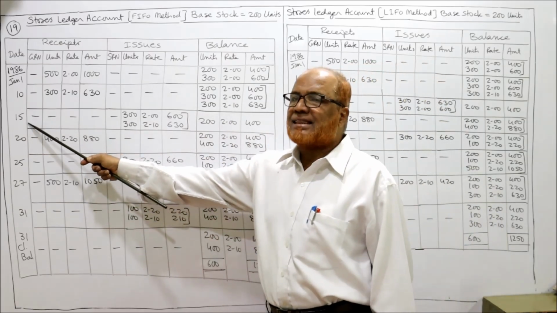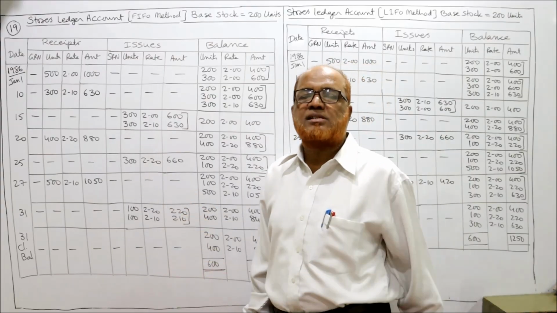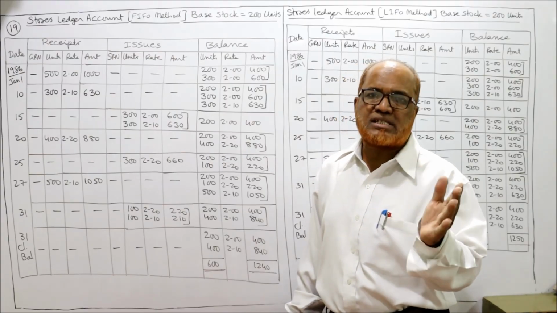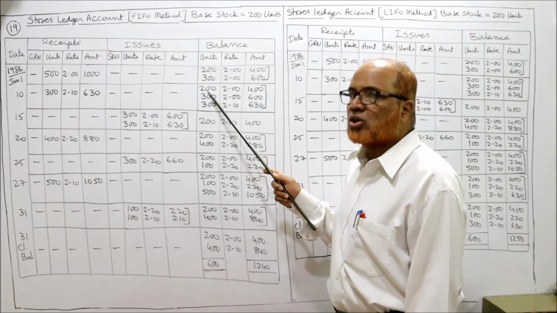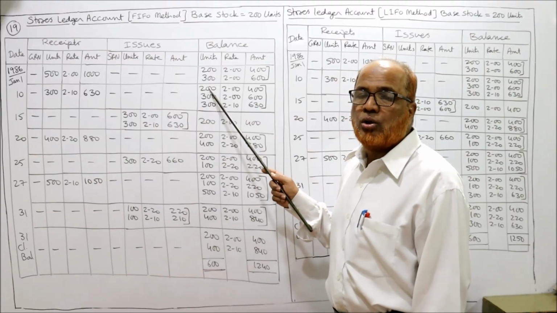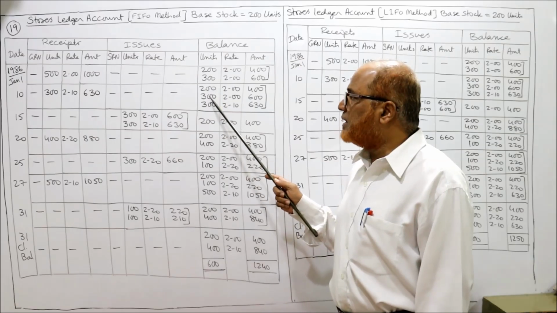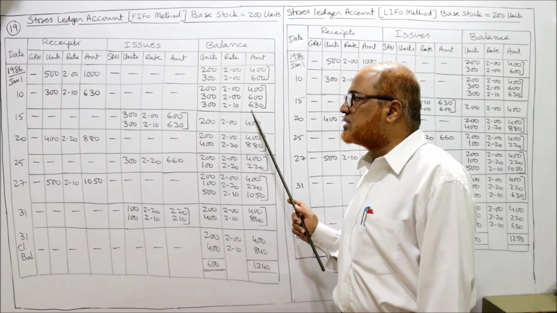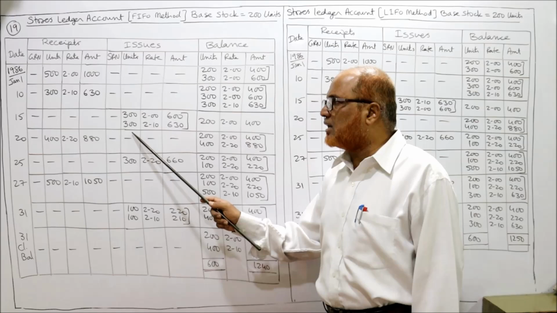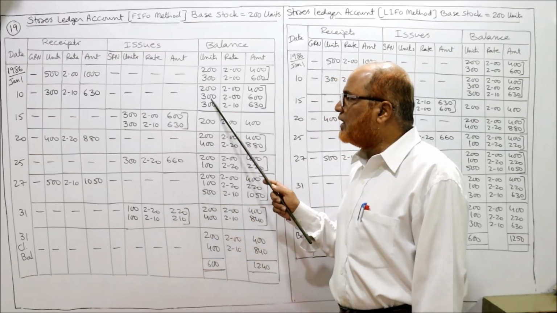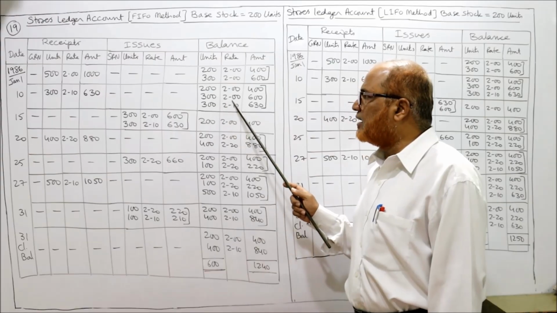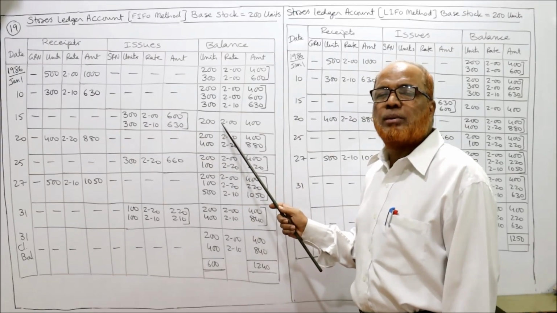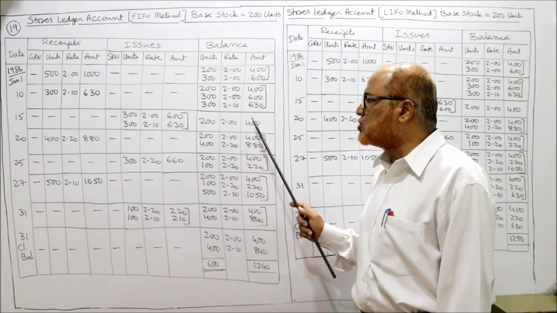Next date, 15th January, there is an issue of 600 units. We are following the FIFO method, first in, first out. So keep the base stock separate. Don't touch the base stock. Over the base stock, 300 units at 2.00, 600, and 300 into 2.10, 630. Both we have issued. First we issued the 300 at 2 rupees, 600. Secondly we issued 300 at 2.10, 630. Now the remaining balance will be the base stock. What is the base stock here? 200 units, 2 rupees, 400.